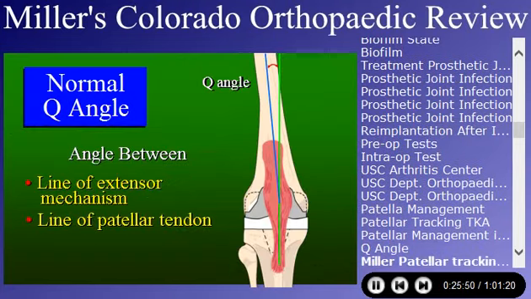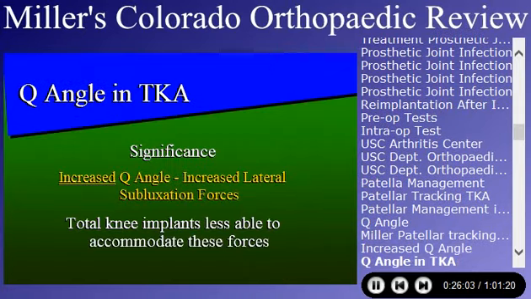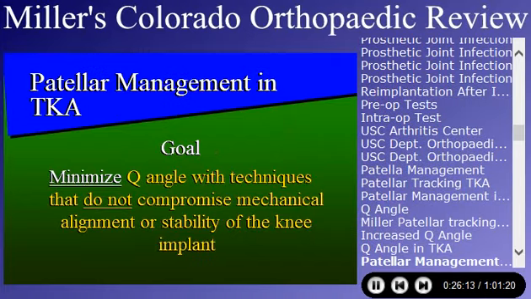It's basically the line of the extension mechanism and line of the patella tendon. The significance is that increased Q angles give you increased subluxation forces. And just remember that in a total knee, implants are less able to accommodate for these factors because you have round patella domes. The flanges are not the same as the native knee. They're not as constrained as the native knee. So increased Q angles increase the lateral subluxation forces, and in a total knee, they're more prone to lateral subluxation.